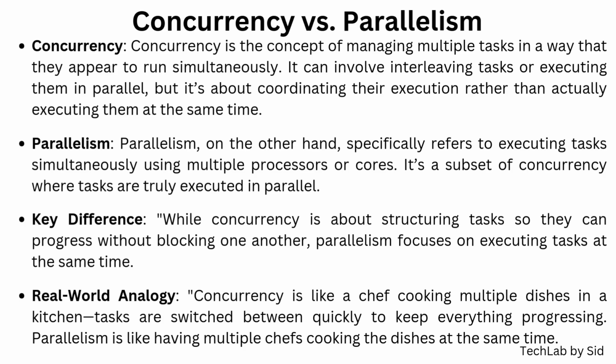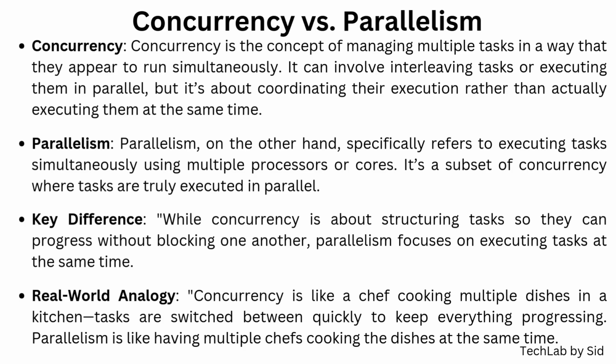In systems with multiple cores, tasks can actually be executed concurrently on different processors, significantly speeding up processing time and improving performance. The key difference lies in how tasks are handled. Concurrency is about organizing tasks so they don't block one another and can make progress independently, while parallelism is about executing tasks simultaneously, leveraging multiple processors or cores.